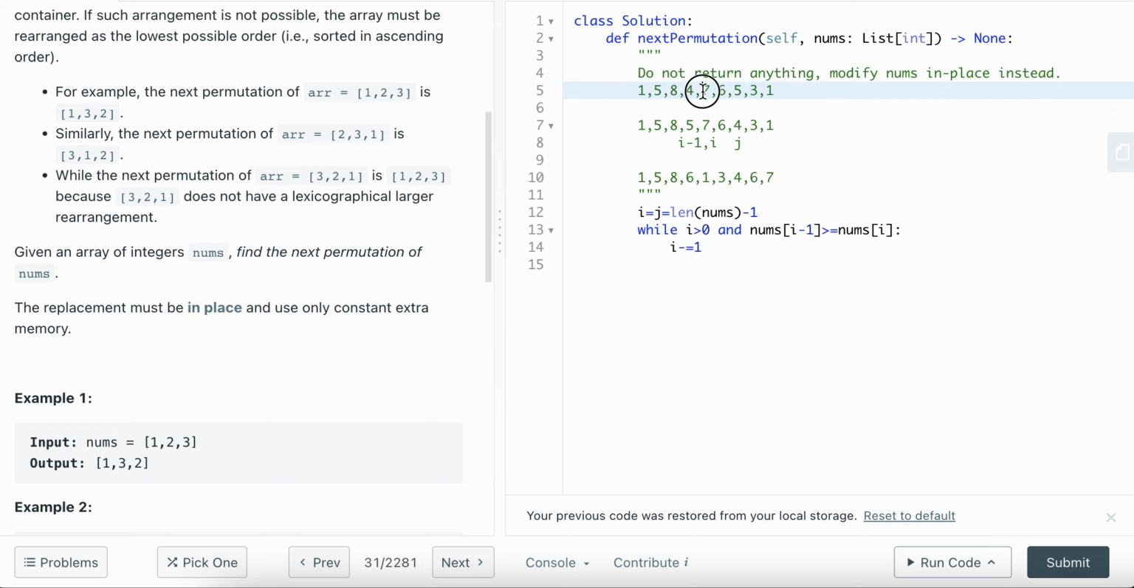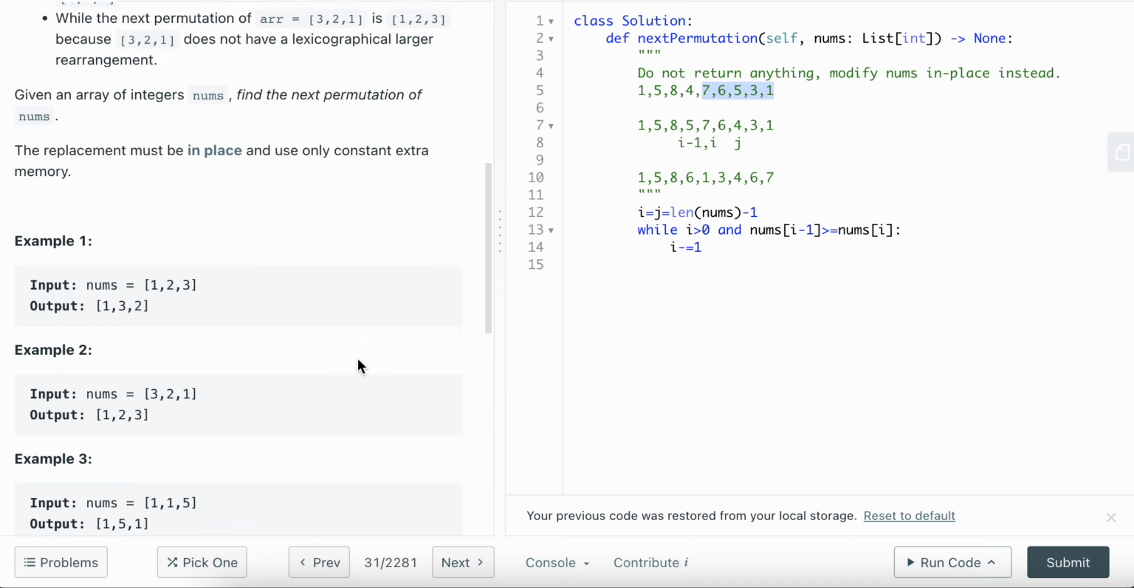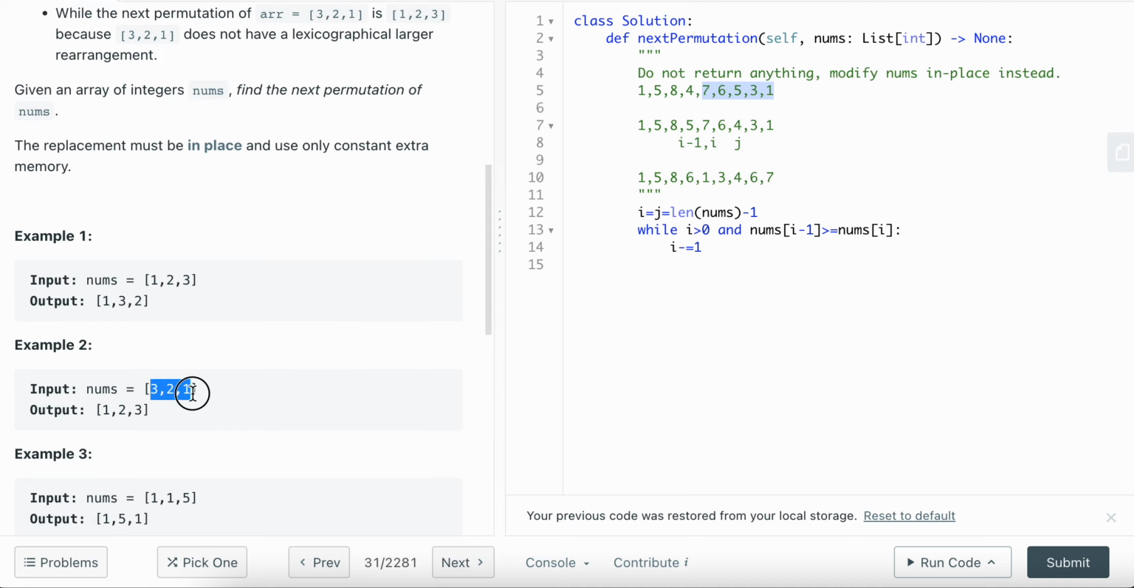Let's only look at this part, 7, 6, 5, 3, 1. That's basically similar to the 3, 2, 1 situation, right? If the array is 3, 2, 1, the i is already at the right position. So we will reach a position that i becomes 0, right? In that case, if i equals 0 at the beginning, right?